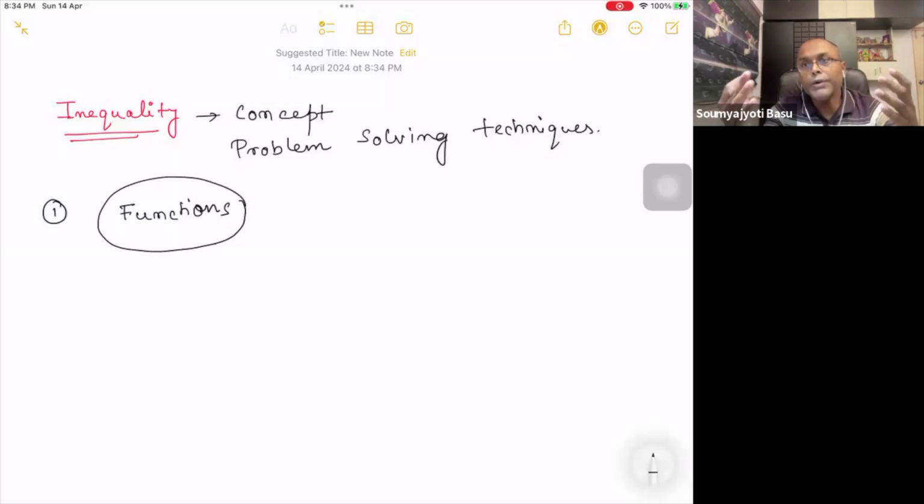Throughout your junior classes, you have handled various functions and equated them with zero. Maybe you haven't identified what you were doing. You were actually equating certain functions to zero to solve them, to find out the points within the function where the function becomes zero. Let me give an example. Let's say the linear equation x minus 5 is equal to 0. You had solved this in class 6 or maybe class 5 or class 4. What were you doing at that point of time?